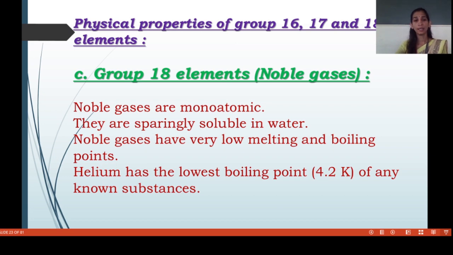These are all the noble gases. Noble gases are monoatomic. They are sparingly soluble in water. Noble gases have very low melting and boiling points. Helium has the lowest boiling point, 4.2 Kelvin, of any known substance.